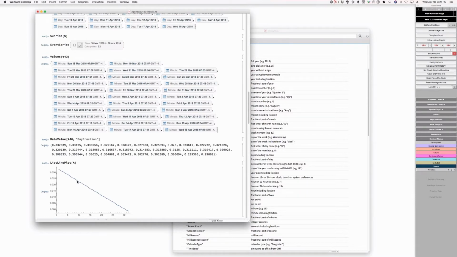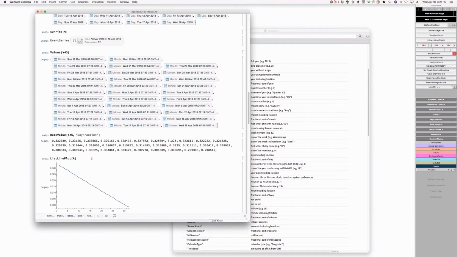Yeah, I mean, the resolution for sunrise is in minute steps, so there may be. It doesn't actually look like there's repeated elements, so it may just be the resolution we're working at. Yeah, okay. All right, okay.